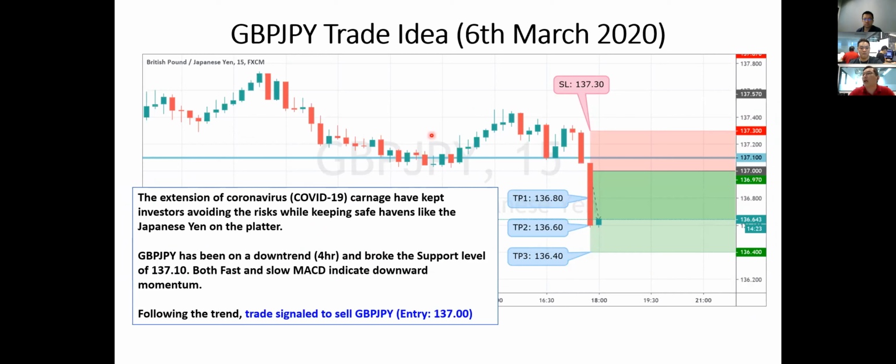It broke the support level. I had been waiting all the while for it to break the support level of 137.1, the zone area here. So once it went past 137, I indicated a signal to sell. Both the fast and the slow MACD indicated downward momentum. That's why I signaled the trade for pound yen at 137.00.